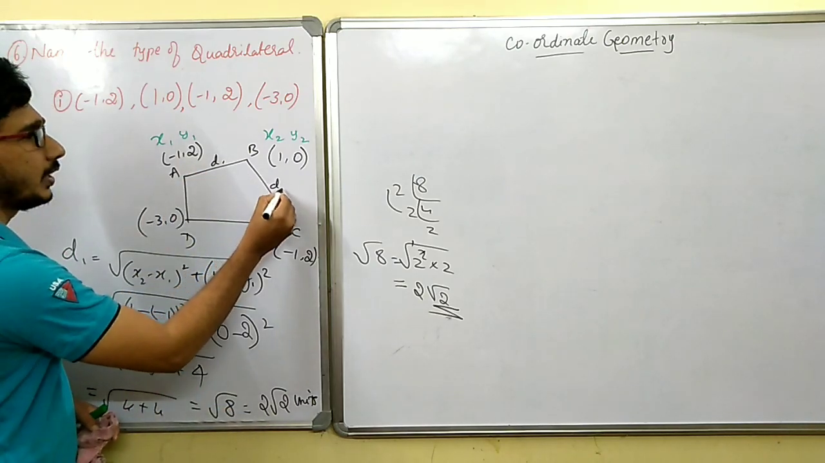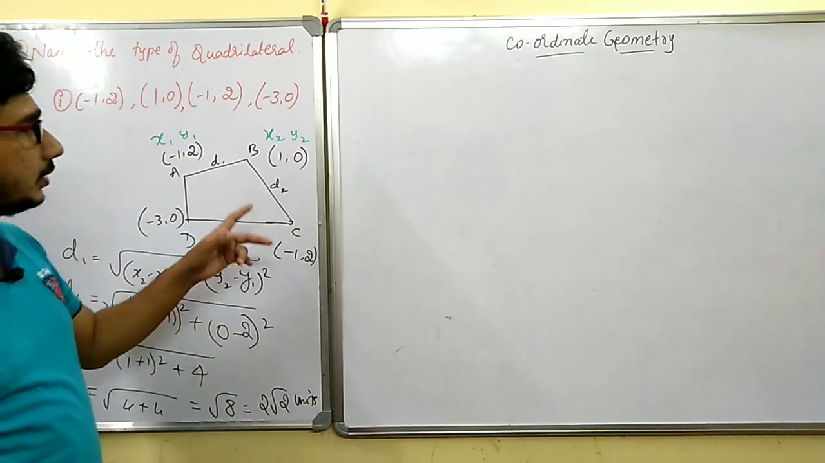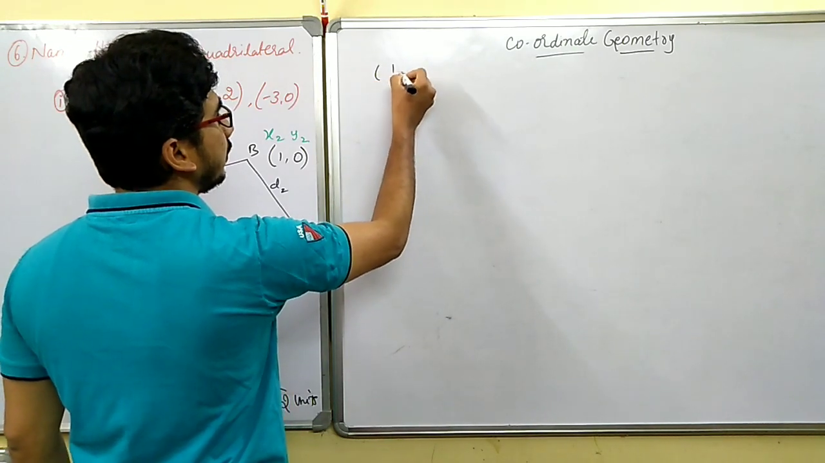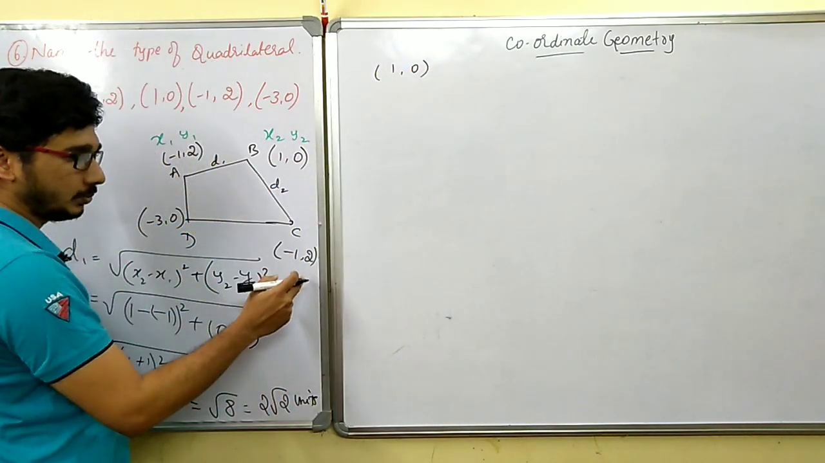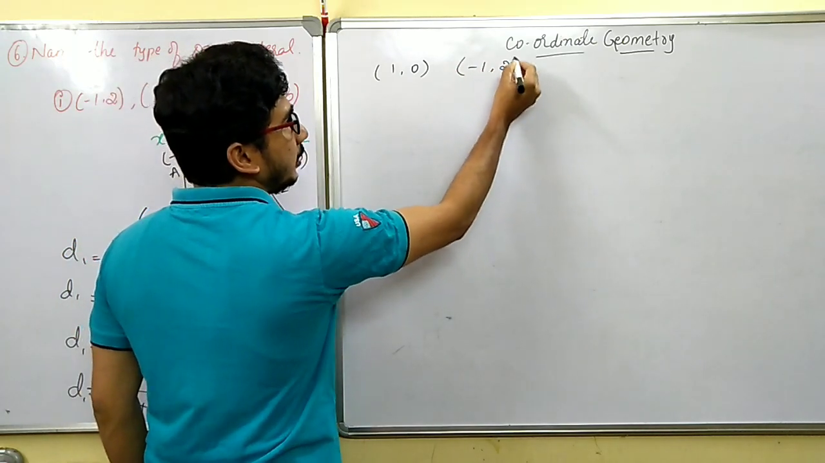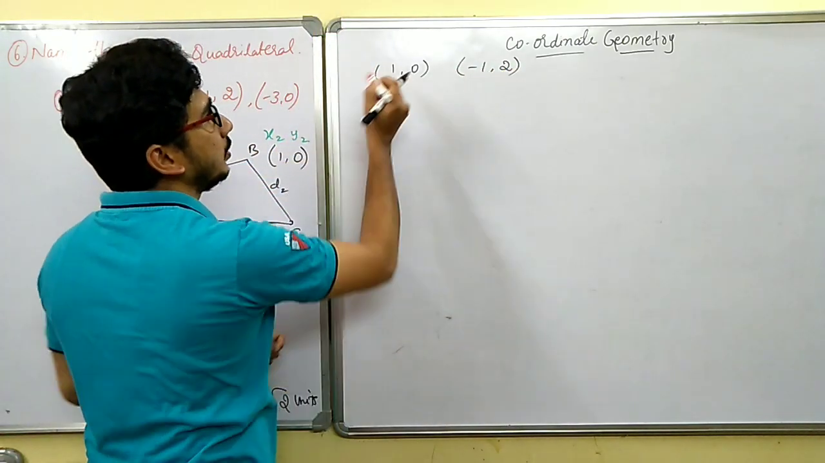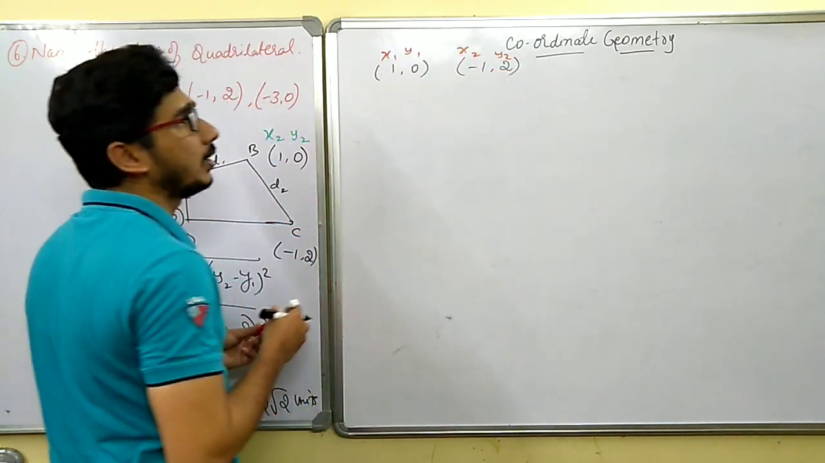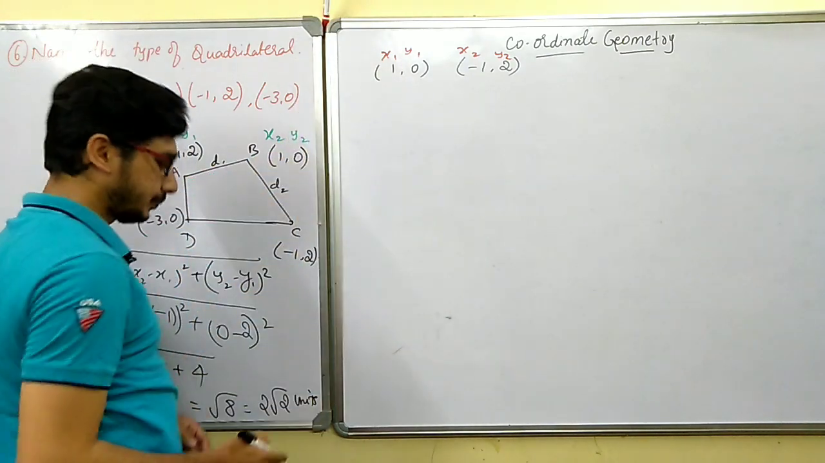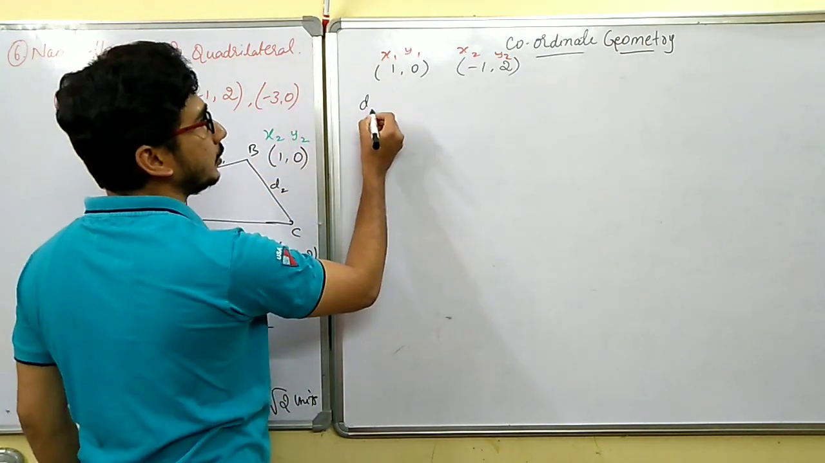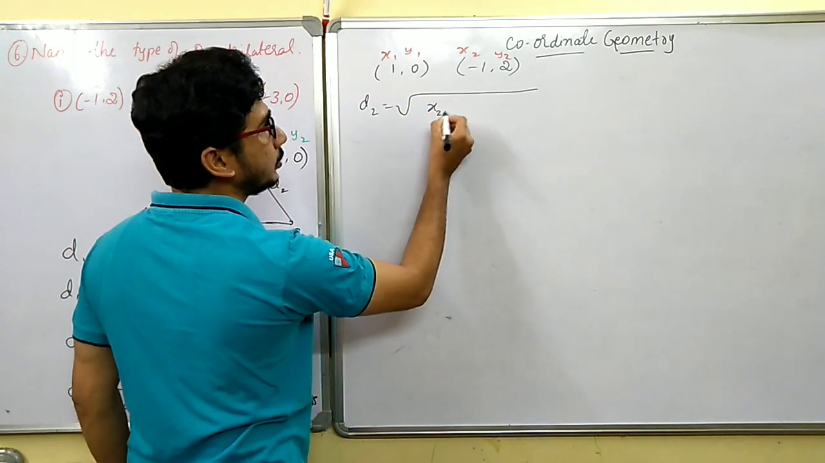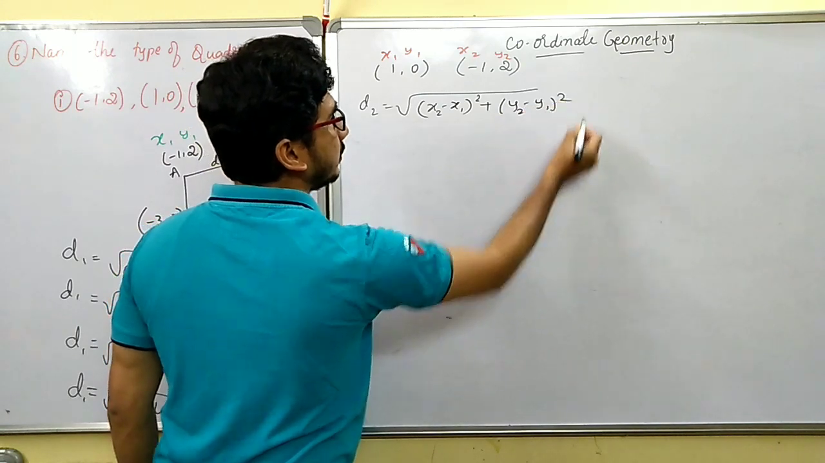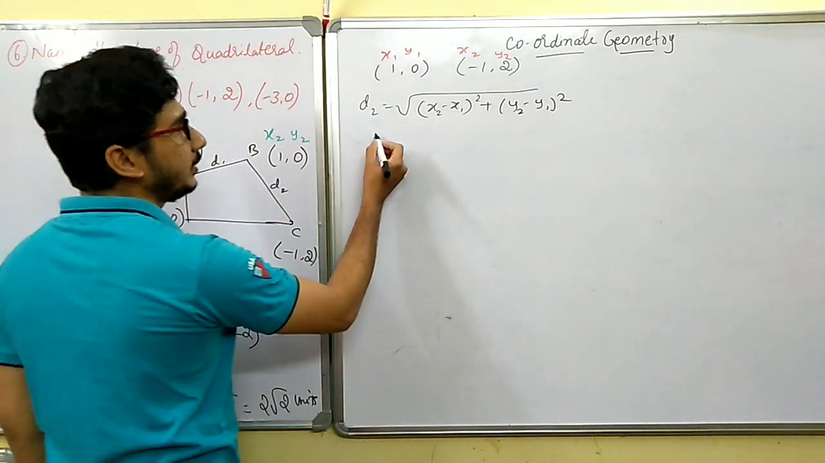Let us go to find distance 2. To find the distance between these two points, I'll write here the points 1, 0 and -1, 2. These are the points. I'll write it as x1, y1, x2, y2. So what will happen now? D2 is equal to root of x2 minus x1 whole square plus y2 minus y1 whole square. Same formula. Okay. So we will write here quickly.